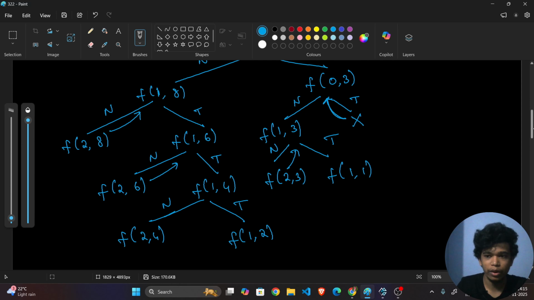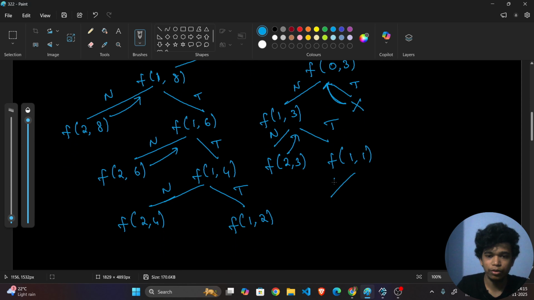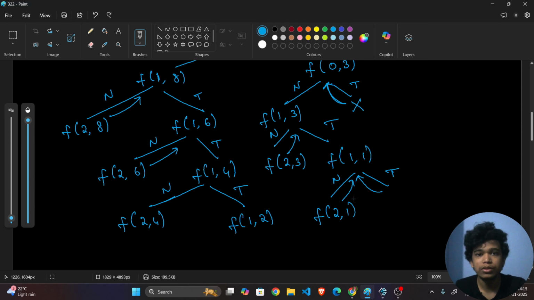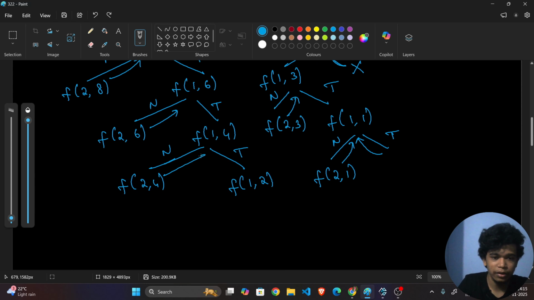Now it is 1 comma 1. 1 comma 1 means I can either go to not take or take, but if I go to not take, it will be 2 comma 1. Whether I can take it, what is the value here? It is 1. What is the first index value? It is 2. Whether 1 is greater than or equal to 2? No. At this point I will be returning some value. Here also I will be returning some value, because the index is equal to 2. 2 is not a valid index, right? Similarly, now again here also it will be returning some value.